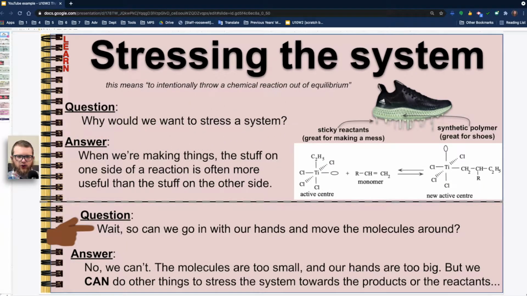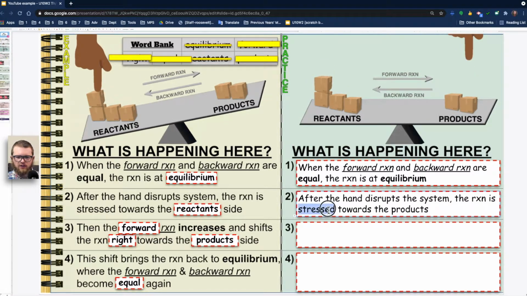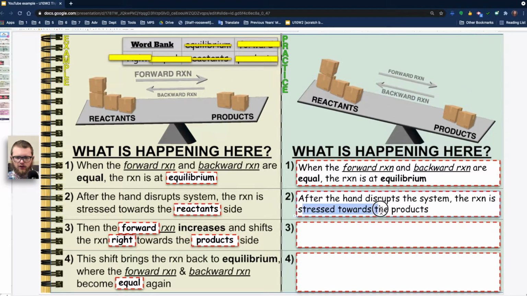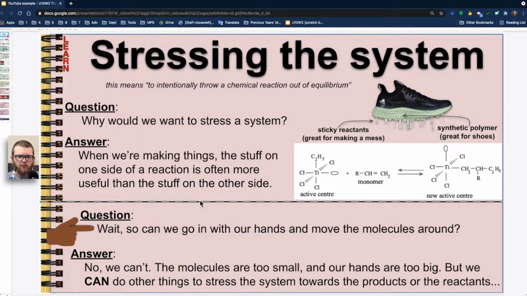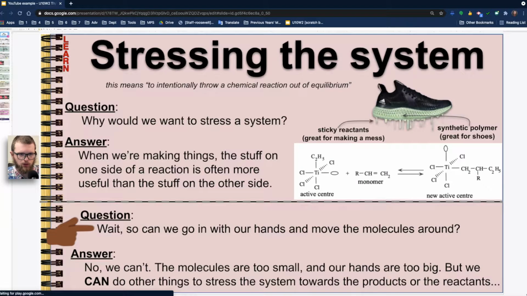Okay, so let's talk about stressing the system. We've already used this word stressing a couple times before on the previous slide, like, stressed towards. Let's talk about what that means. Stressing means to intentionally throw a chemical reaction out of equilibrium, like these hands are doing. They're intentionally pushing it out of equilibrium.